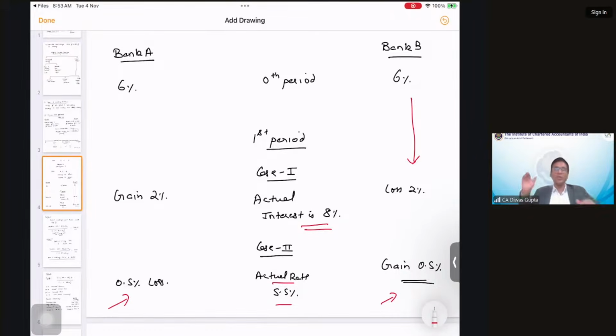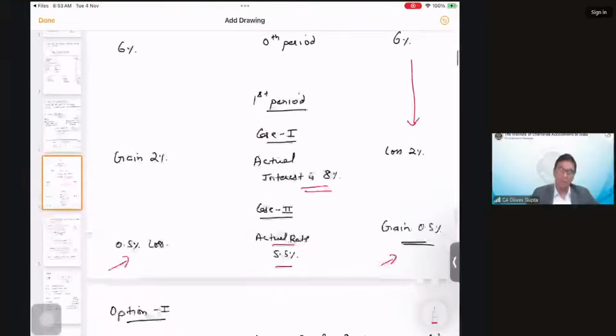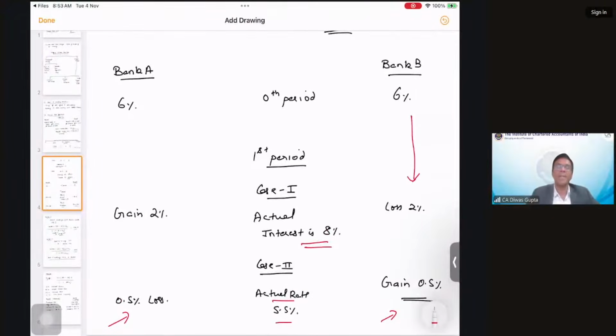So I hope, students, you are able to make out which situation is better for Bank A, who is on the borrowing side, and which situation is better for Bank B, who is on the selling side. Clear? I hope this is clear, students.